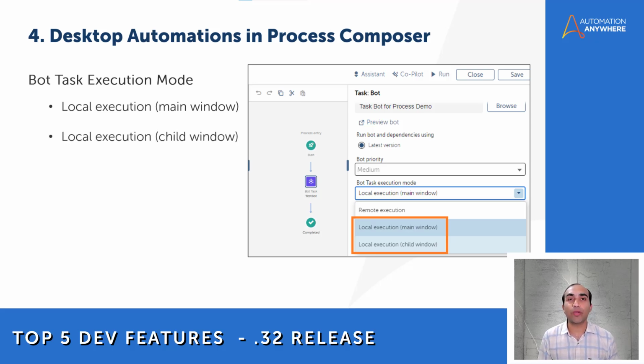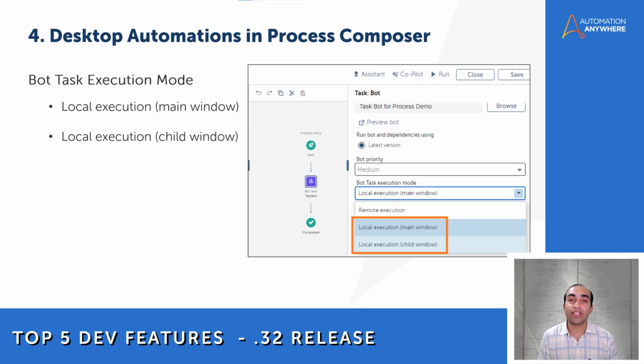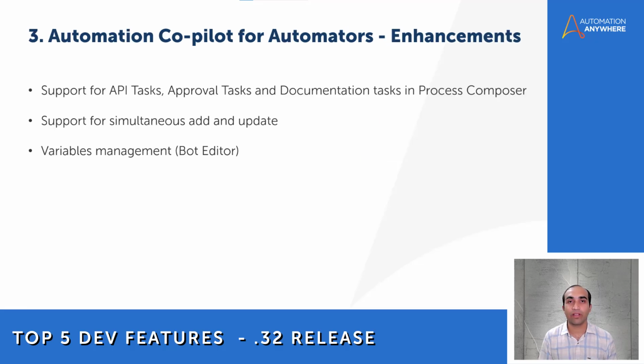Moving on to talk about local execution in child window. When you choose this option, the automation executes in your device but in an independent child window. That means you will still have your machine to work on all your other tasks while the automation is still getting executed as part of the independent child window.